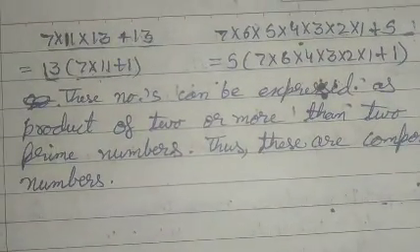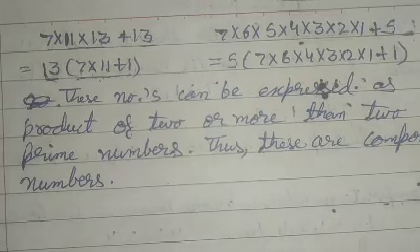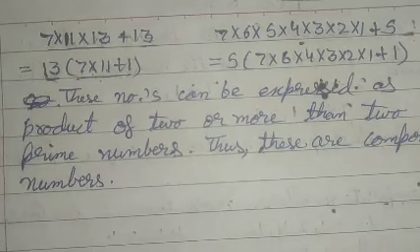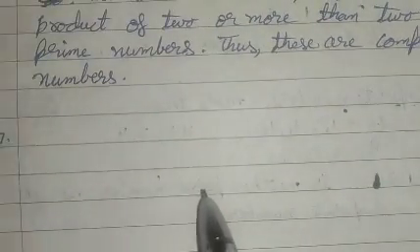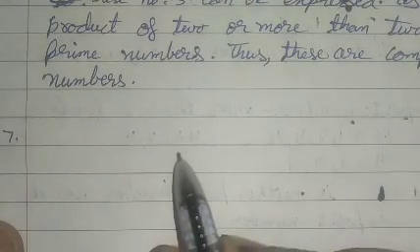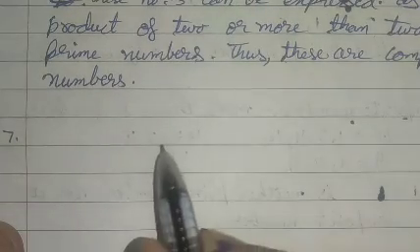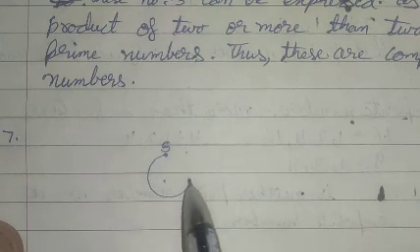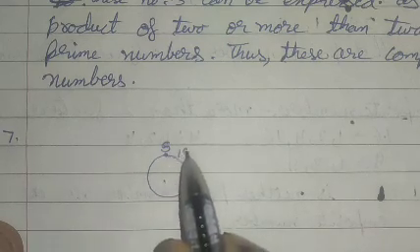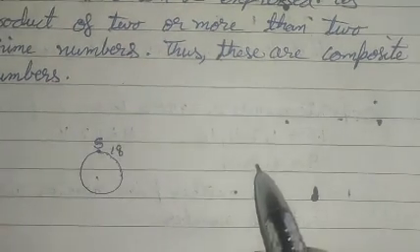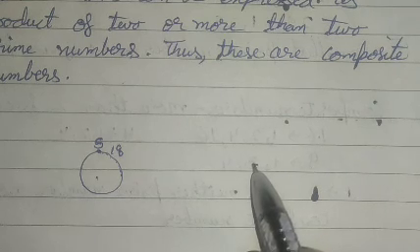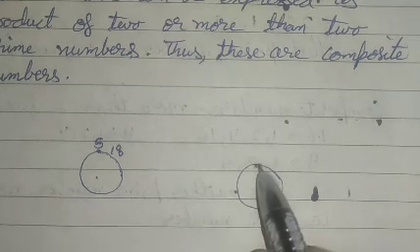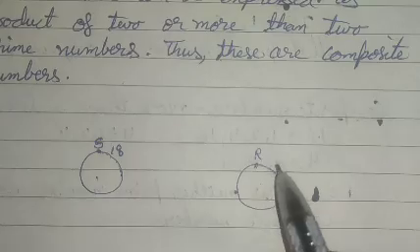He is saying that Sonia takes 18 minutes to drive one round. Sonia takes 18 minutes. Now, suppose this is starting point and I am taking S for Sonia. For one round, she takes 18 minutes. Similarly, Ravi takes 12 minutes for one round. Ravi is taking 12 minutes.